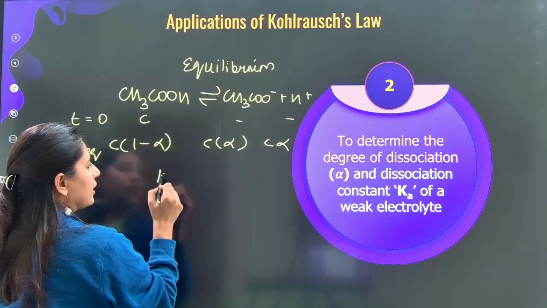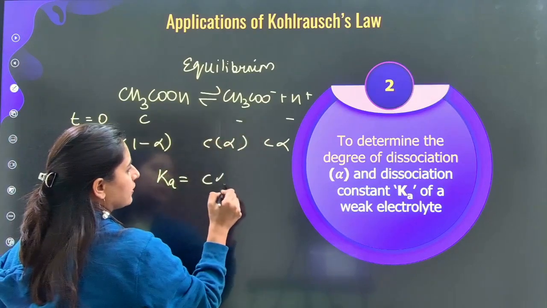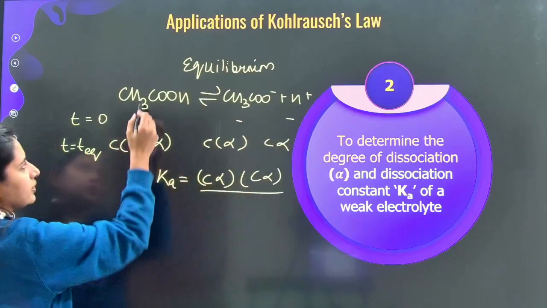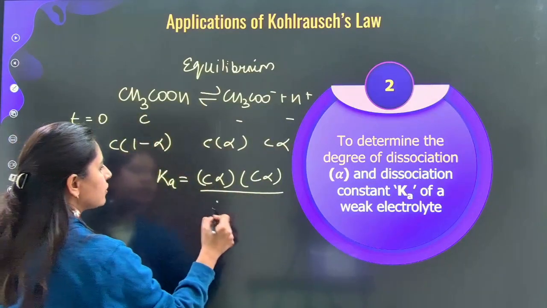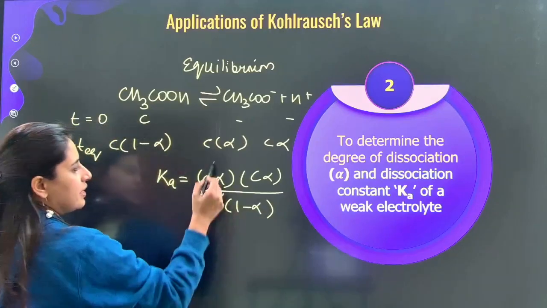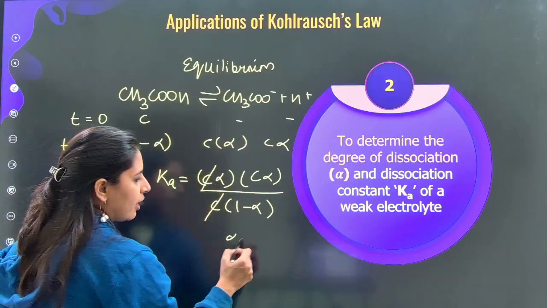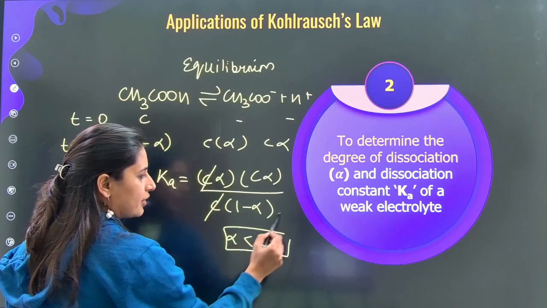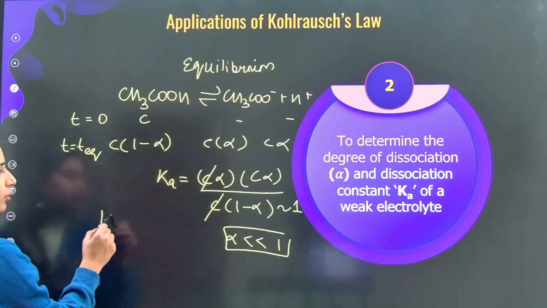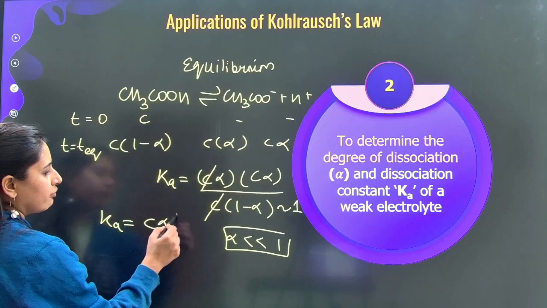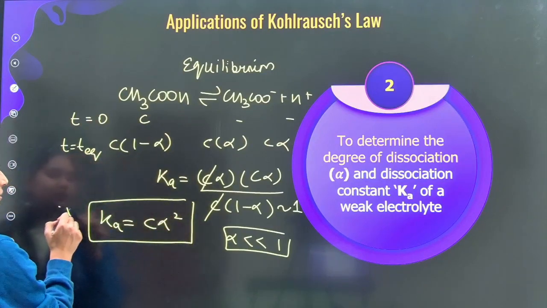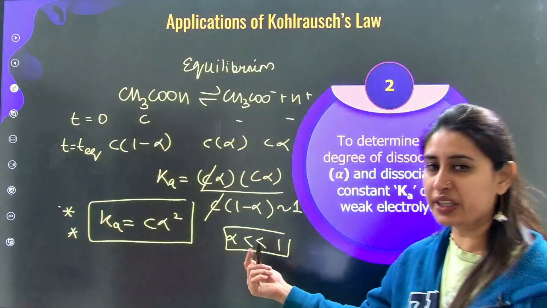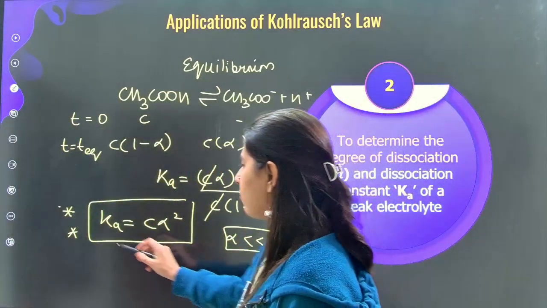So what will be our Ka? Concentration of acetate ion, which is C alpha. Concentration of H plus at equilibrium, which is C alpha, divided by concentration of acetic acid at equilibrium, which is C into 1 minus alpha. So one of the C's cancels out. Now alpha, because it is so much less than 1, we can take the denominator approximately 1. So Ka is going to be equal to C alpha square. Do not forget this. This might be of help. We're going to make use of what you learned in chemical equilibrium here, and find out Ka if you know alpha.